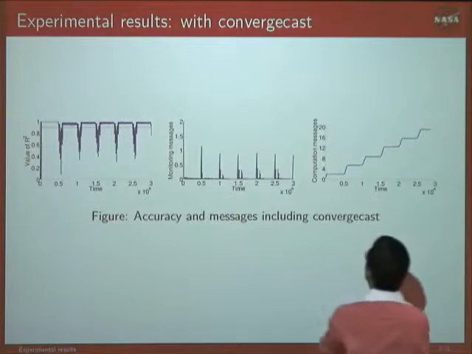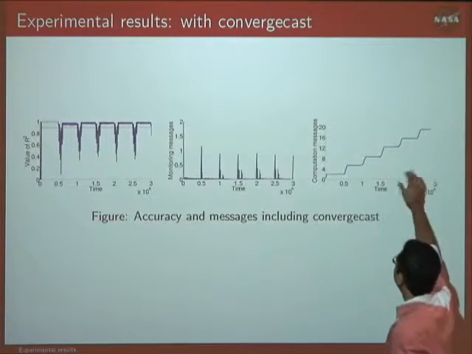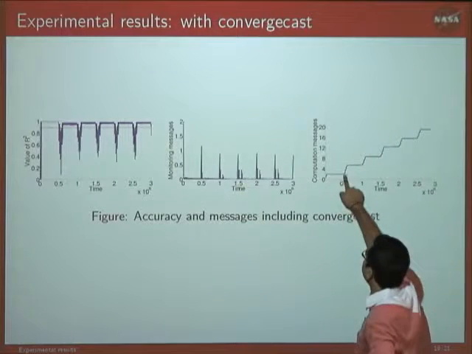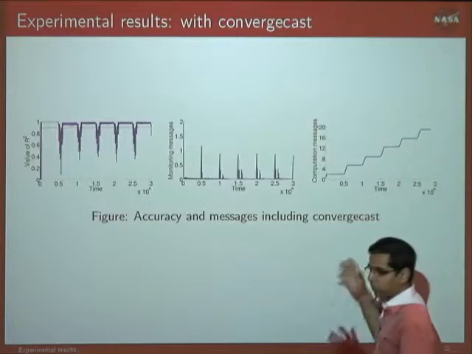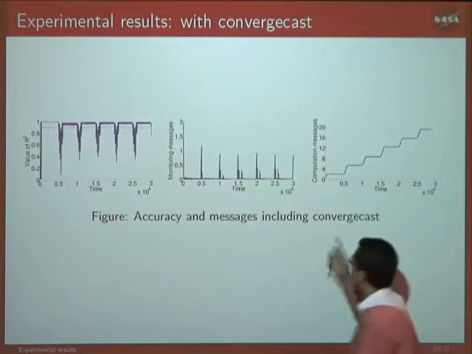And this is the number of times computation happens. This is a cumulative graph. So every time the data changes, there is a number of messages which is being passed to collect the data and rebuild the model. And that's what I'm showing here.